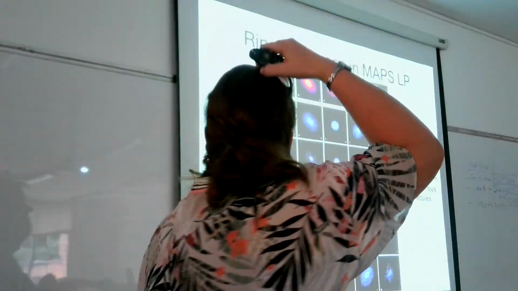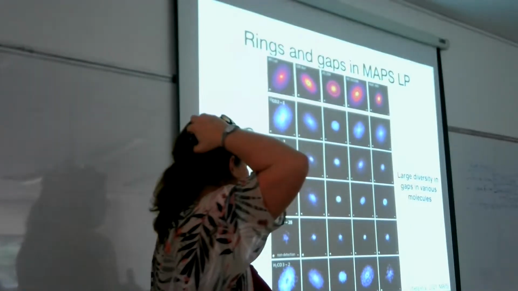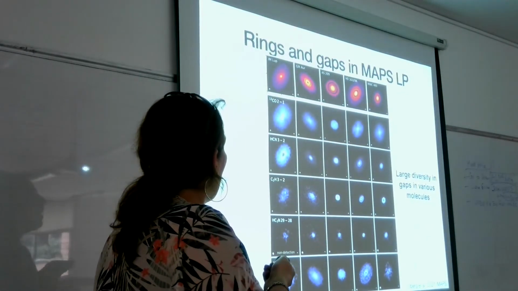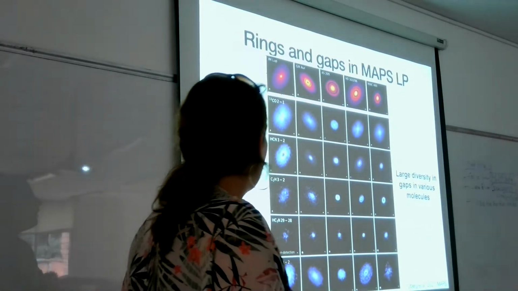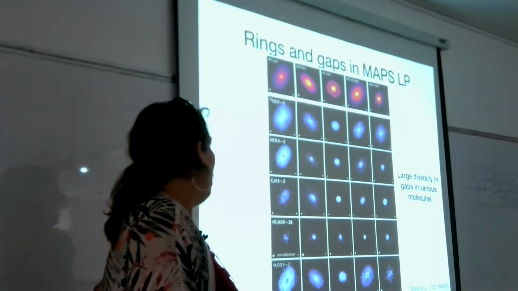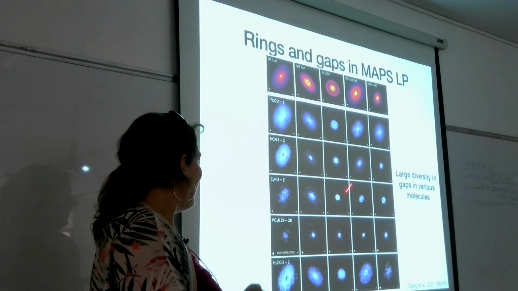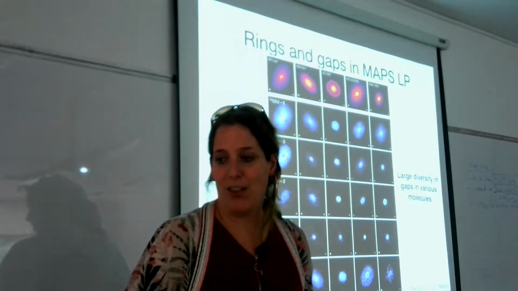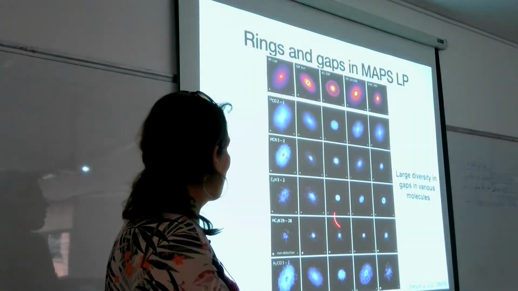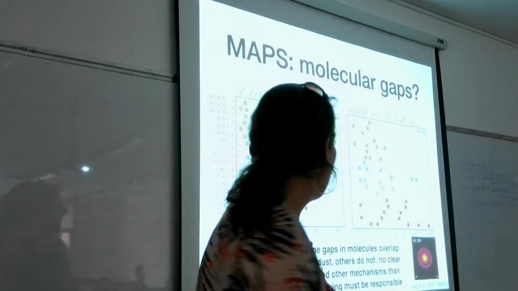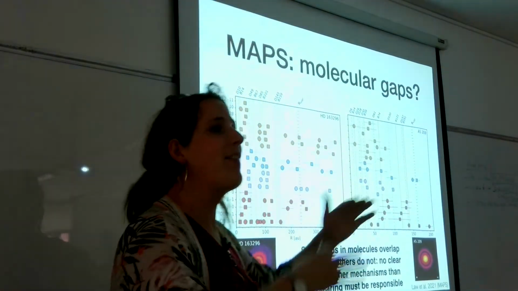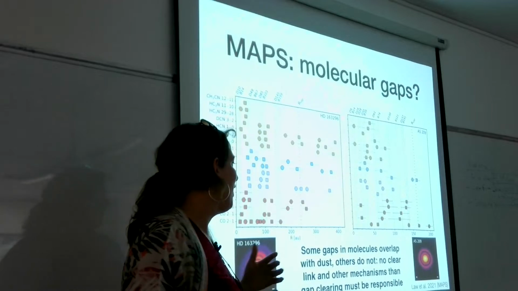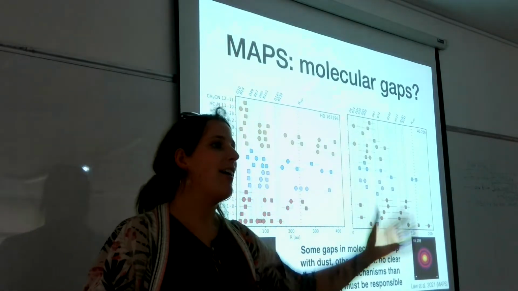Then there was also a large program with ALMA called MAPS, where they targeted 5 disks, also all with rings and gaps, and they observed them in different molecules. And without going into the chemistry here, they essentially found a large diversity in gaps in these various molecules. You can see all these different kinds of structures of the molecules. But unfortunately, there was no clear correlation between the rings and gaps in molecular lines and the dust continuum rings. So some of the gaps overlap and others don't.